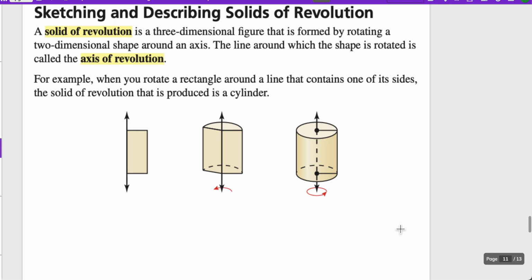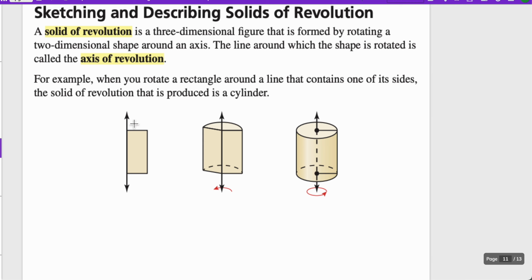Now let's talk about solids of revolution. A solid of revolution is a three-dimensional figure that is formed by rotating a two-dimensional shape around an axis. This line that the shape is rotated around is called the axis of revolution. So let's say we have this rectangle on this axis of revolution, and as we spin it, it's going to create this cylinder.